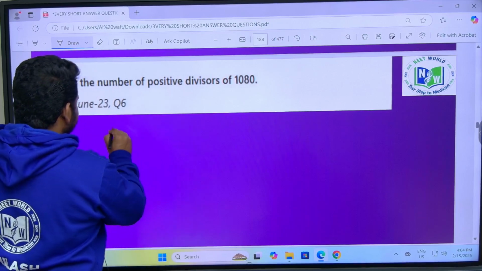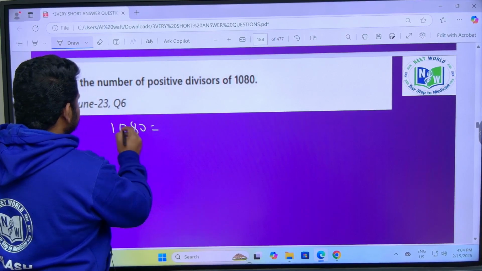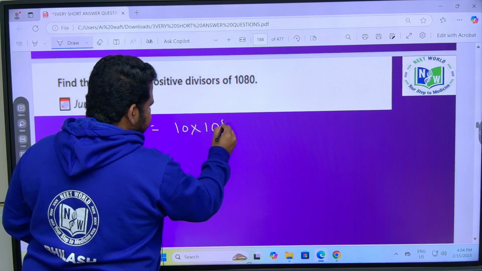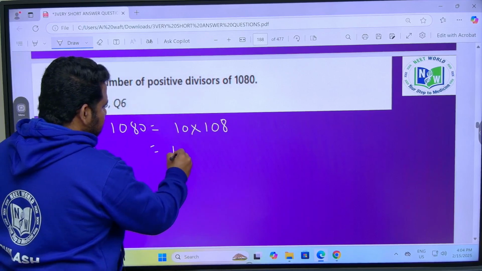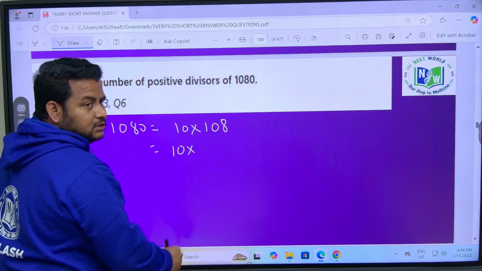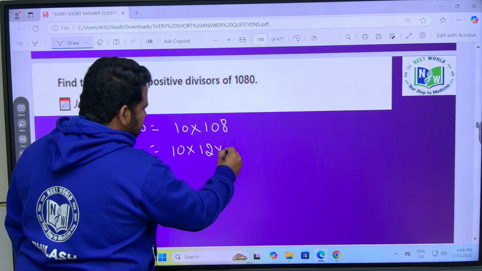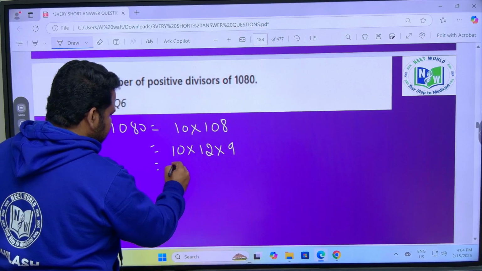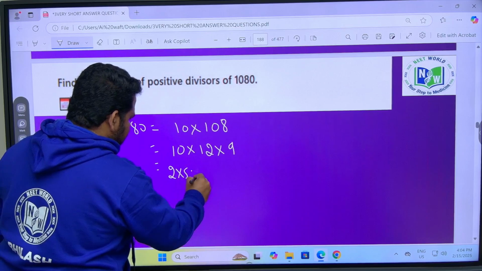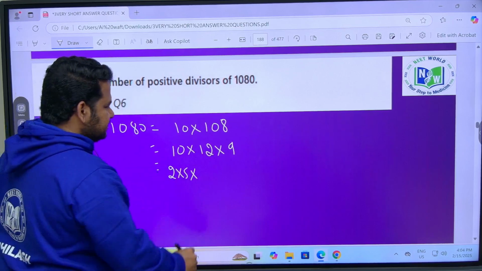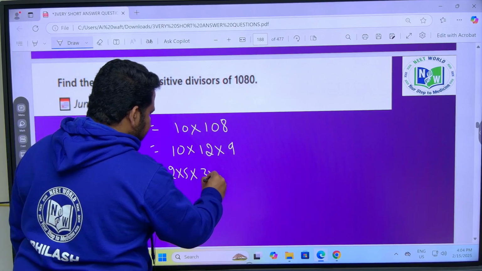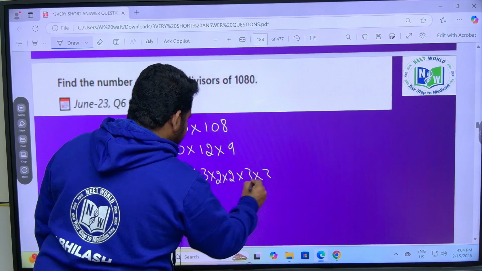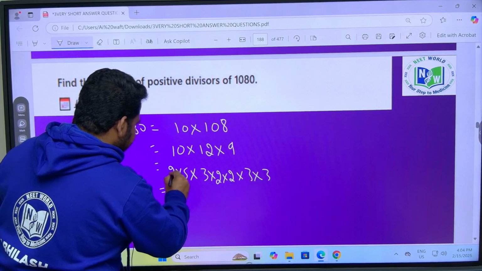So they have given 1080. This was asked in 2023. 1080 I can write as 10 into 108. Then 108 I can write as 12 into 9. Further factorizing, 10 is 2 into 5, 12 is 3 into 4, and 4 is 2 into 2, and 9 is 3 into 3.